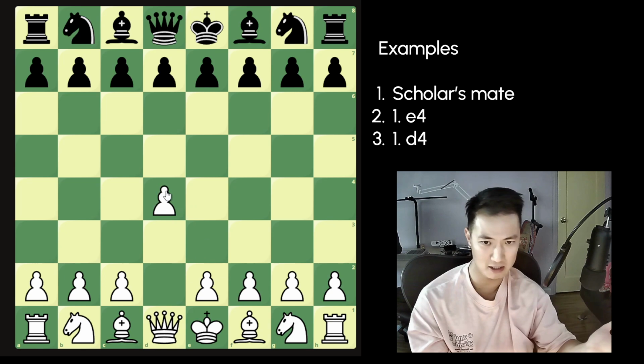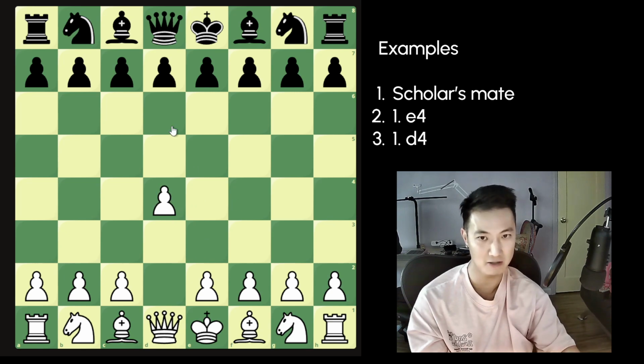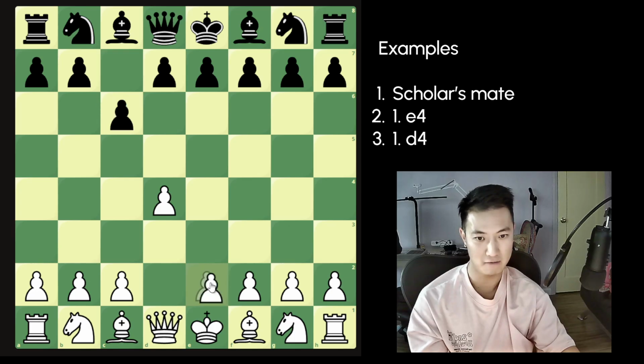Third example is playing d4. It's the same idea, right? If your opponent doesn't do something active, you can just play here and you control all these squares.